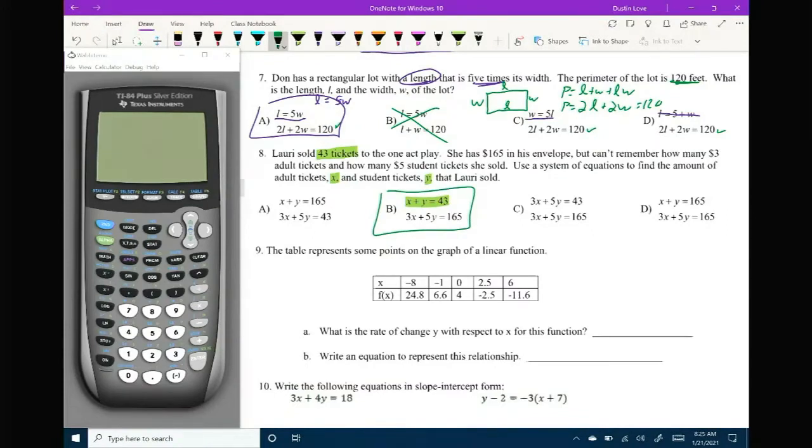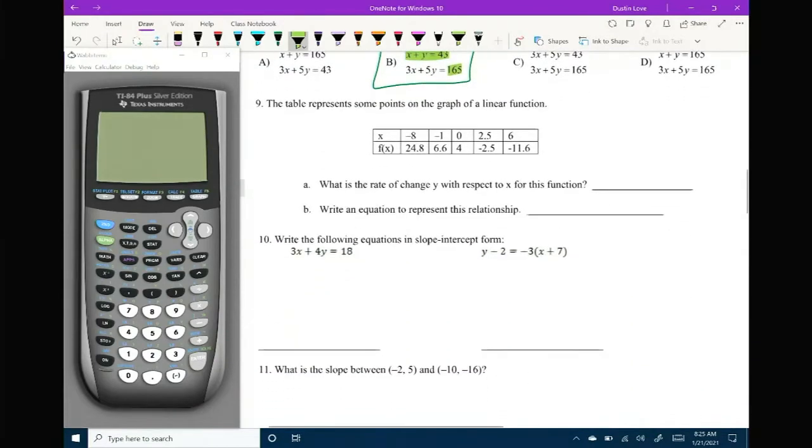But just to double check, let's check the value equation. We got another total of 165. That one sure enough has 165 there, good. And then we have 3 times adult tickets, so 3X, and 5 times the student tickets, so 5Y. Yep, B checks out.